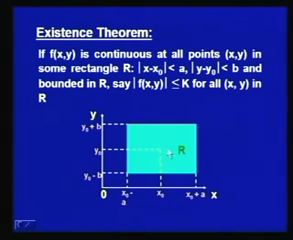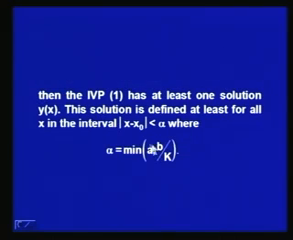In this picture you can see that this is the rectangle R, which is given by the inequalities |x minus x0| less than a and |y minus y0| less than b, and containing the point (x0,y0) here. So if the function f(x,y) is continuous in this region and bounded in R, then the initial value problem will always have a solution, and the solution will be defined at least for all values of x in the interval |x minus x0| less than alpha, where alpha is the minimum of the two numbers a and b/k.